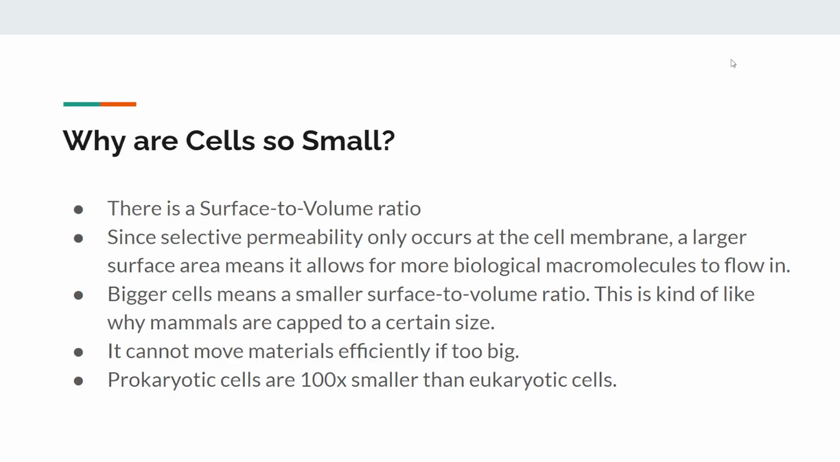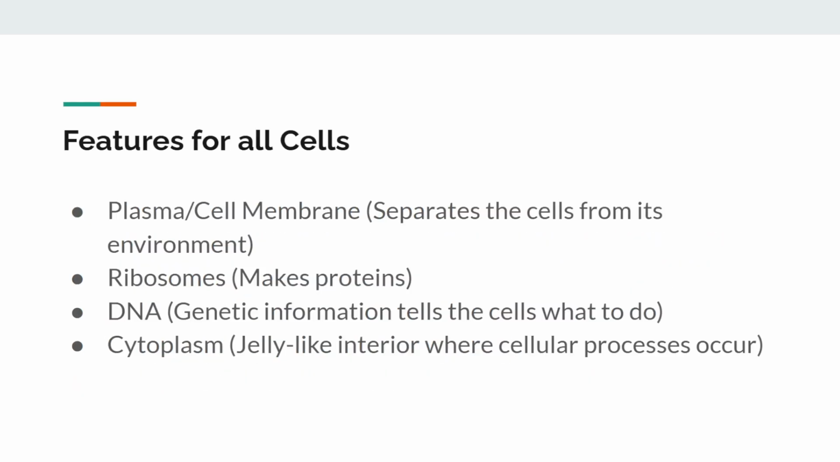Prokaryotic cells are 100 times smaller than eukaryotic cells. The difference is that prokaryotic cells don't have membrane-bound organelles, and they don't have a nucleus. They do both have DNA, though, because a lot of people think DNA when they think of nucleus, or nucleus when they think of DNA.